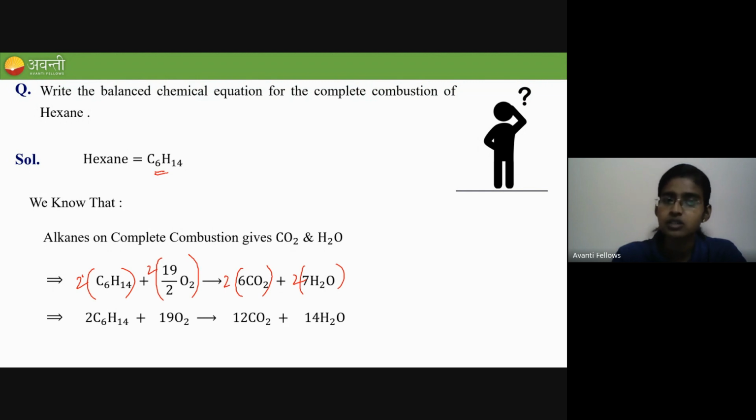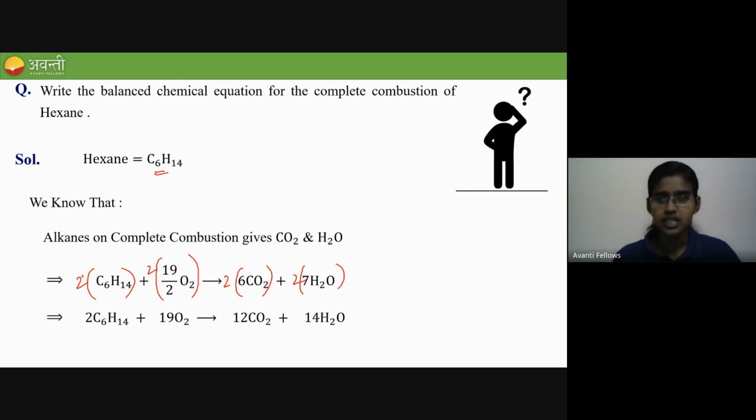For 3 moles of hexane, 3 into 19 by 2 moles of oxygen are required. Like that you have to find out for different moles of alkanes if they ask such questions in the exam. So this is about the combustion reaction.